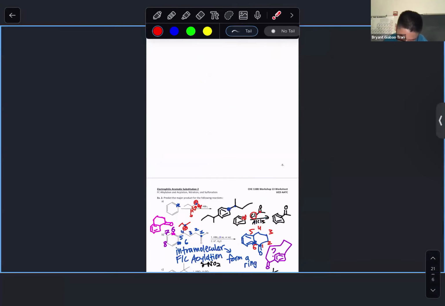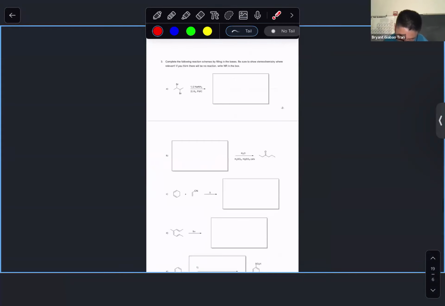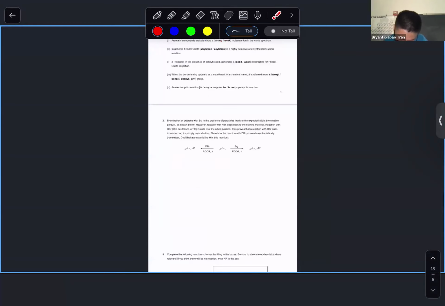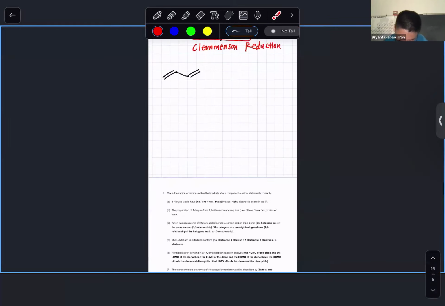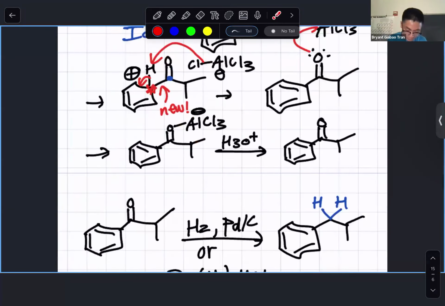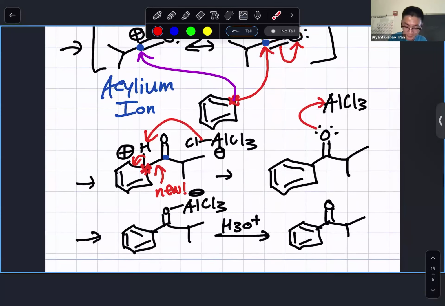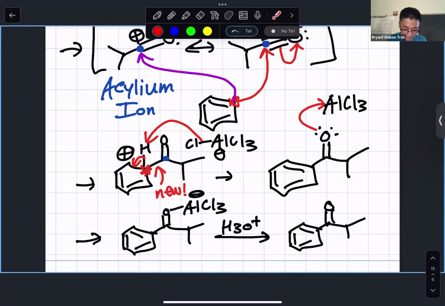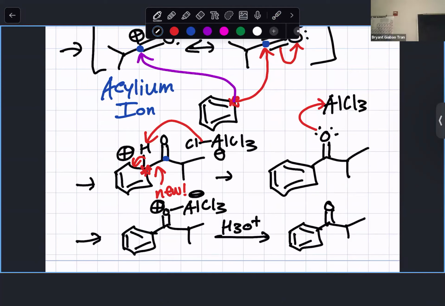Did I include positive charge in that carbonyl in the mechanism? Yes. Oh, right. When the carbonyl oxygen attacks the metal catalyst, this oxygen here with 3 bonds will have a positive charge as well because it has 3 bonds. 1, 2, 3.